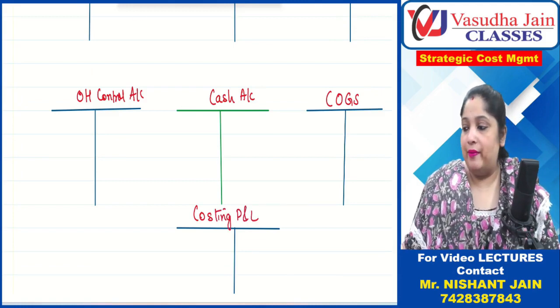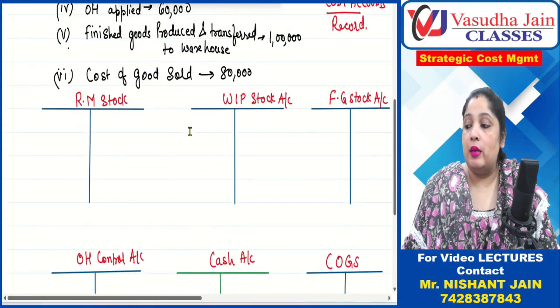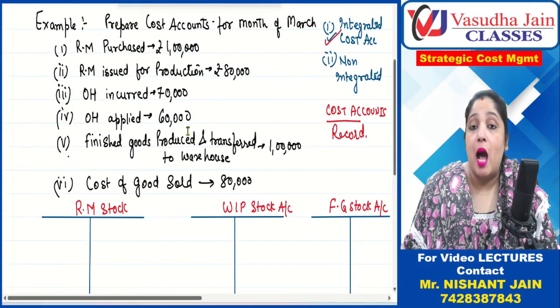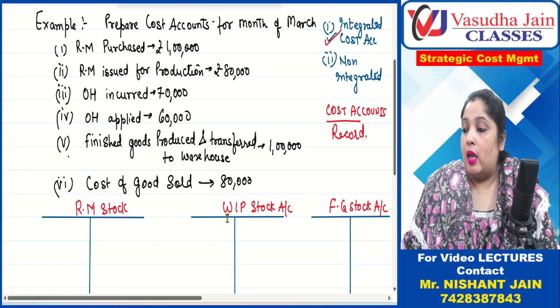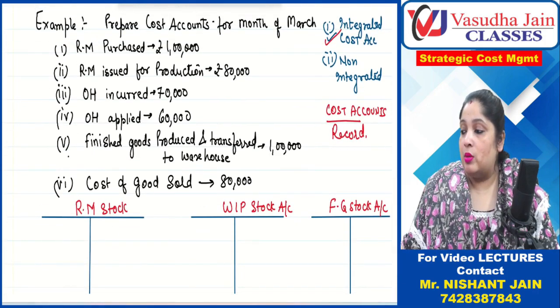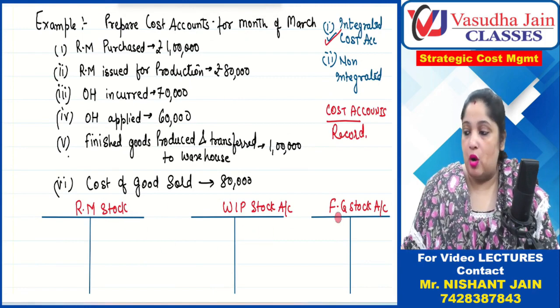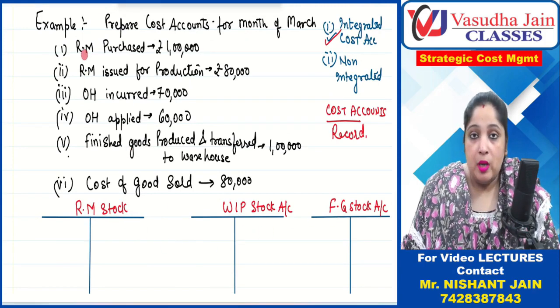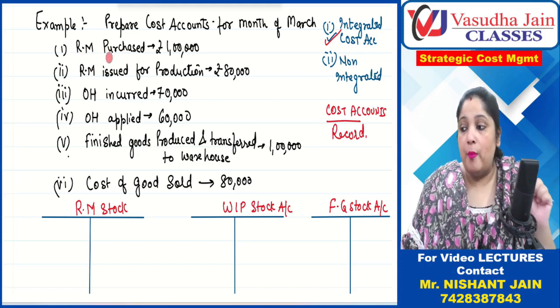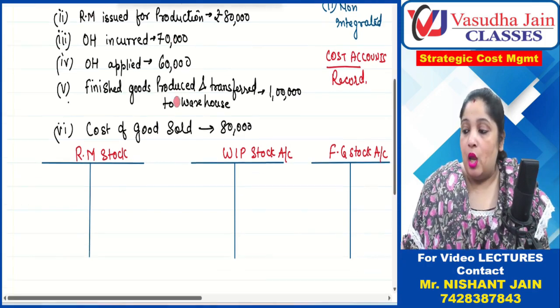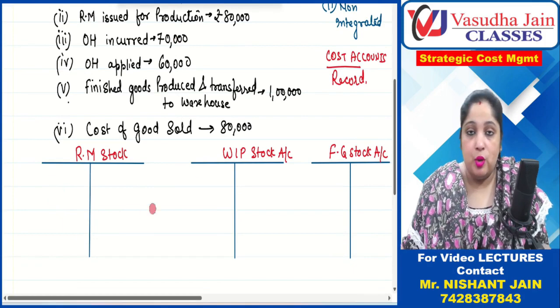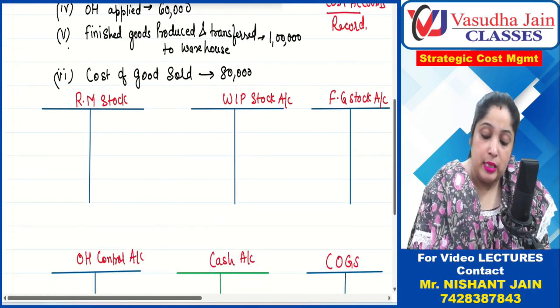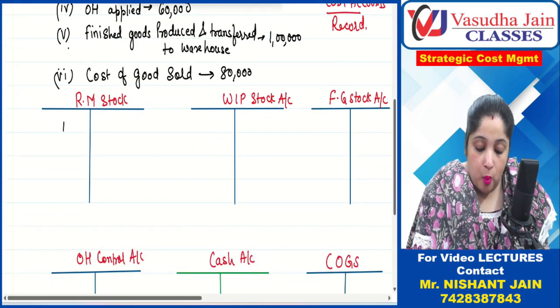Now do not get worried with so many accounts. Just try to understand the movements, how stock is moving. These 3 accounts are your assets: raw material stock, work in progress, and finished goods stock. Now observe each transaction. Raw material purchased, 1 lakh. So raw material has been purchased, your asset is increasing, your stock is increasing. So I'm going to write here 1 lakh rupees.